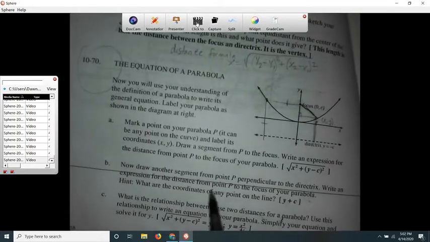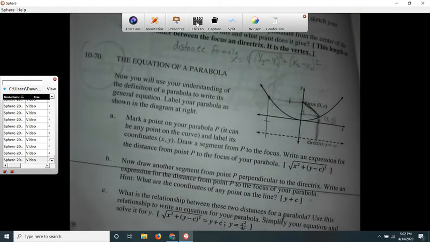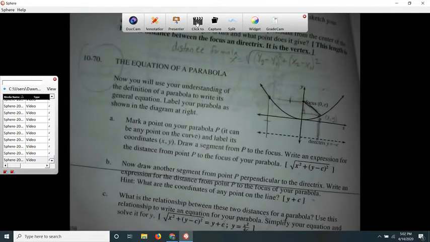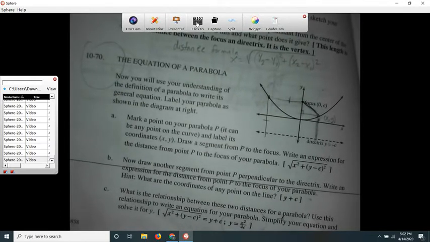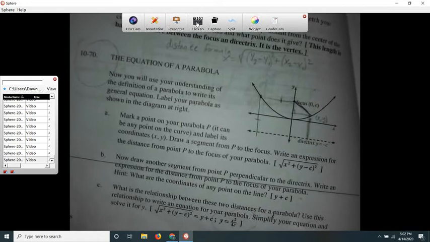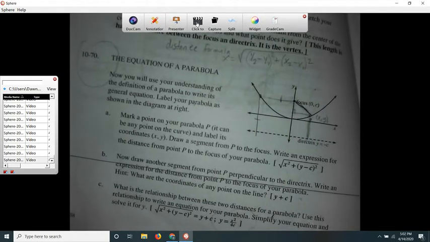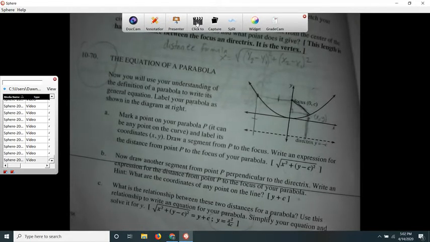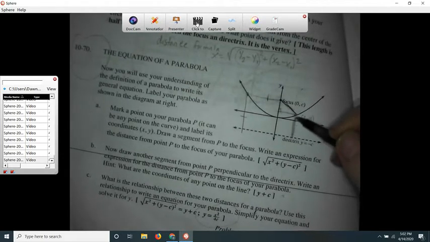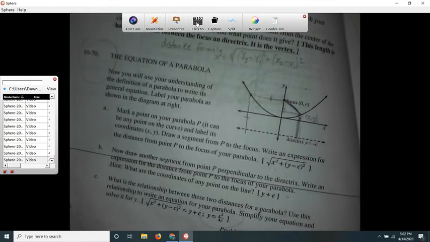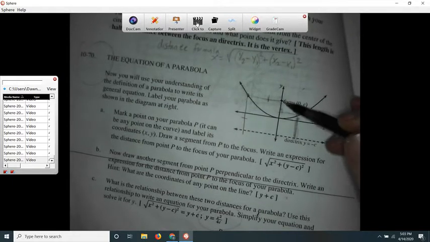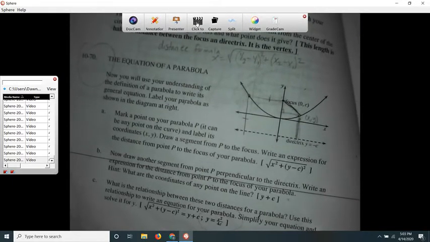And then letter B wants you to write an expression for the distance from point P to the focus. Oh, draw another segment from point P perpendicular. Oh, okay, here it is. Perpendicular to the directrix. Write an expression for the distance from point P to the focus of your parabola. I think they want this. So I think they meant the point of my parabola. So this and this have to be equal for it to be a parabola.